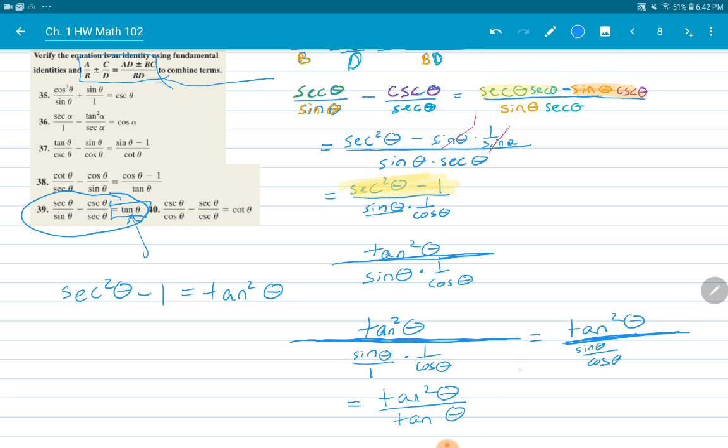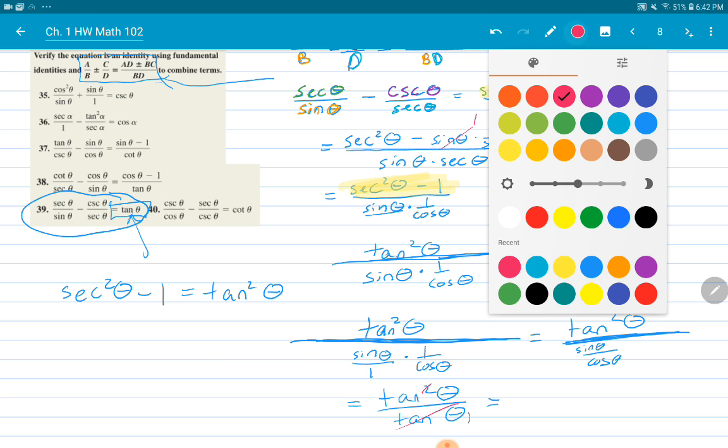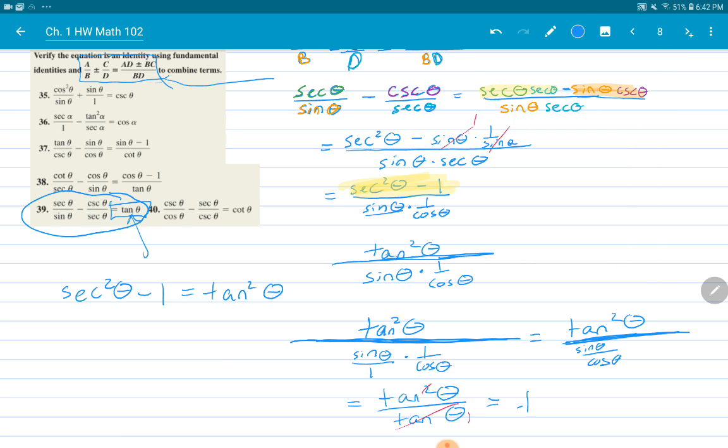And then that I can simplify. I can take a tan out of each of those. So the one tan cancels out with one of those, and I'm left with tan of theta, which was my goal. So that means my identity is proven.